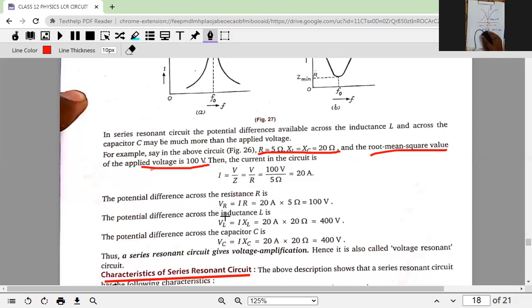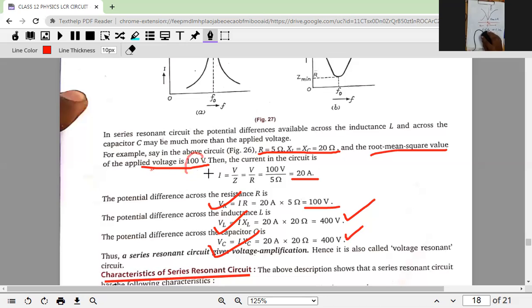Now if you find out VR, VL, and VC. As we know, VR equals I into R. I is 20 ampere, R is 5, so 20 into 5 is 100 volt. What is VL? VL equals I into XL. I is 20, XL is 20 ohm, so 20 into 20, 400 volt. It's clear. And what is VC? I into XC, that is 20 into 20, 400 volt.